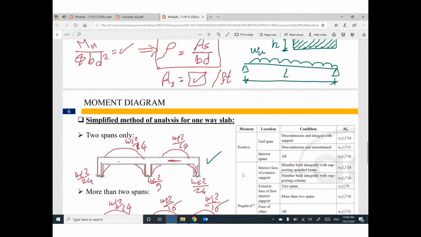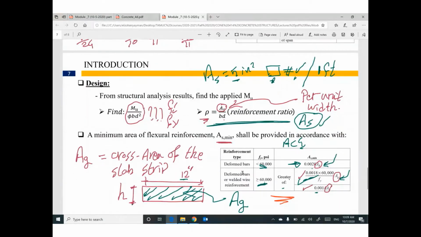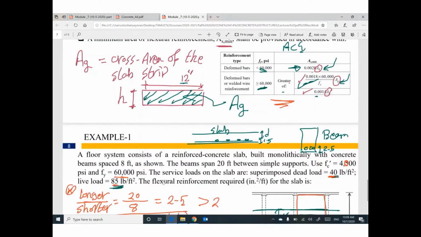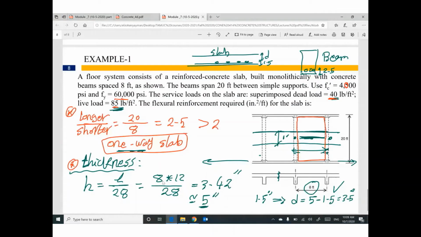Once I get the moment, I can design to figure out how much steel reinforcement. I need to check this steel reinforcement to be more than or equal the minimum. And we covered this example last time. Do you have any question?